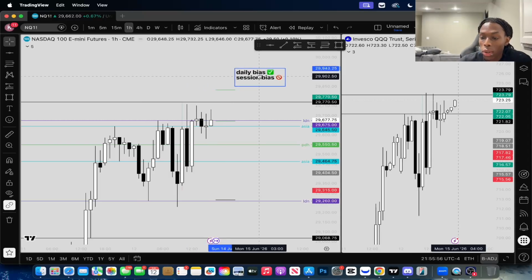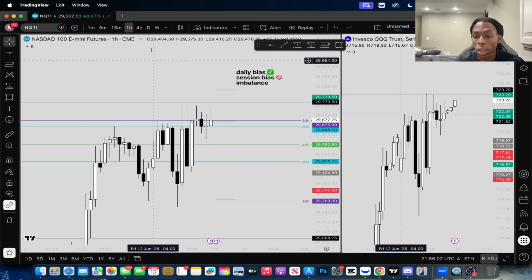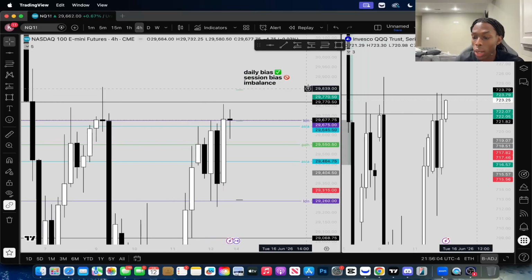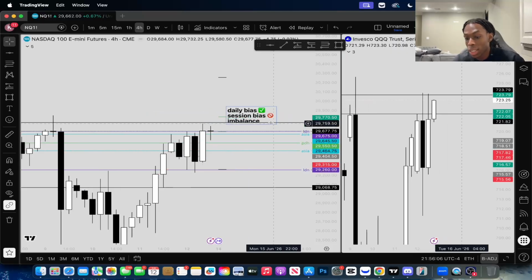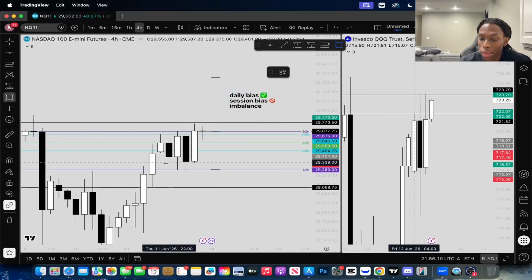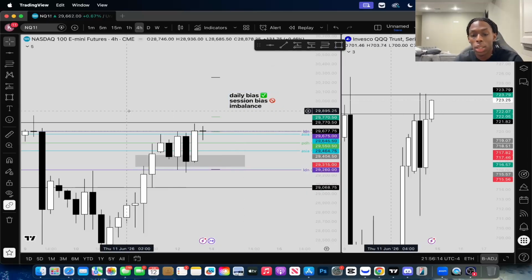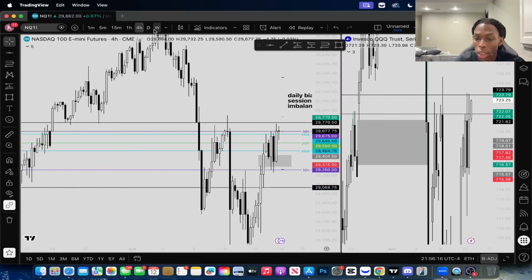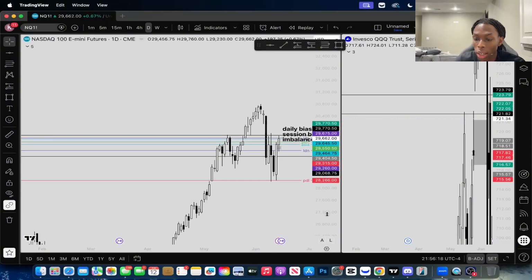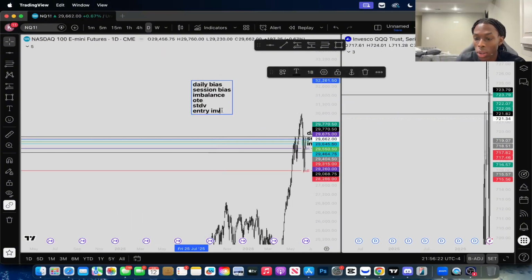Next thing I'm gonna look for is imbalance, right? The imbalance that we found is on the 4 hour. What I said in the pre-market analysis was that I wanted to see this 4 hour candle hold, right? There's one more thing that I forgot to include somewhere in here.